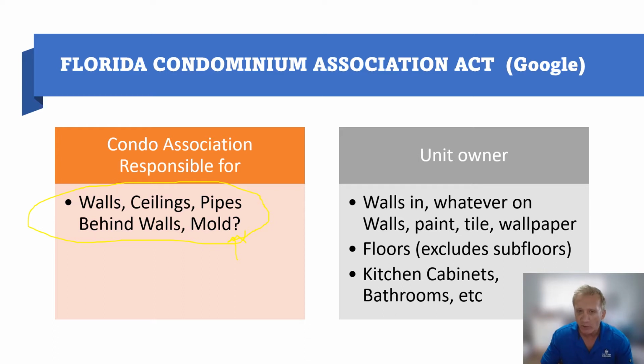So the unit owner, the walls in, so whatever's on your walls, if you have tile, if you have paint, if you have wallpaper, that's your responsibility. The floors, that's your responsibility, excluding the subflooring, which would be the condo association's responsibility. So obviously then kitchen cabinets, bathroom vanities, bathroom floors, things of that nature, that all is your responsibility.